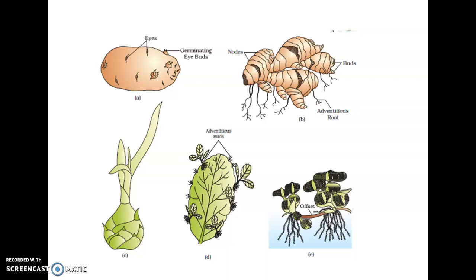Clear? And the third diagram, this is agave. Here you can see bulbils, and here this is bryophyllum. You can see adventitious buds. So leaf buds are the vegetative propagules of bryophyllum. And what is this? This is water hyacinth. So here the offset is the vegetative propagule.